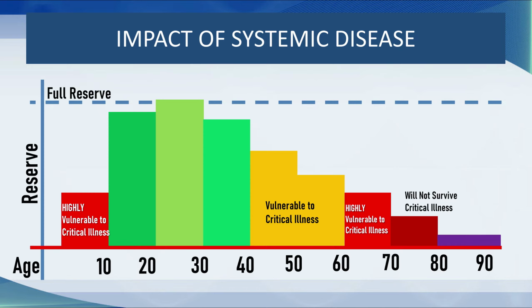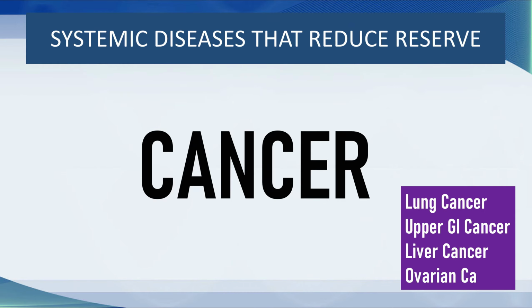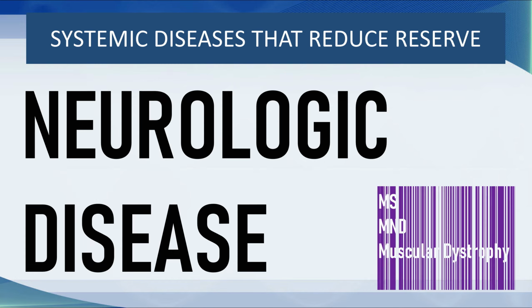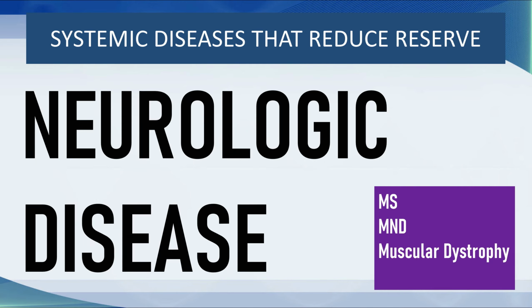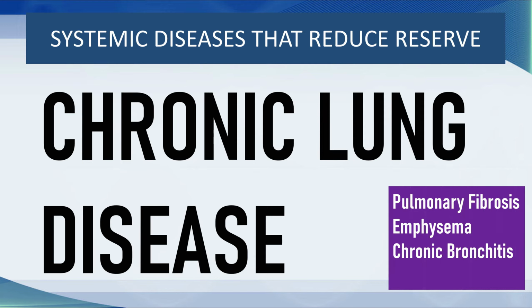What systemic diseases reduce physiologic reserve? Well, the big one is cancer. Lung cancer, upper gastrointestinal cancers, liver cancer, ovarian cancer. They have a huge negative impact. Neurologic diseases such as multiple sclerosis, muscular dystrophy, and of course, motor neuron disease. Chronic lung diseases, particularly pulmonary fibrosis, emphysema, and chronic bronchitis, not asthma.